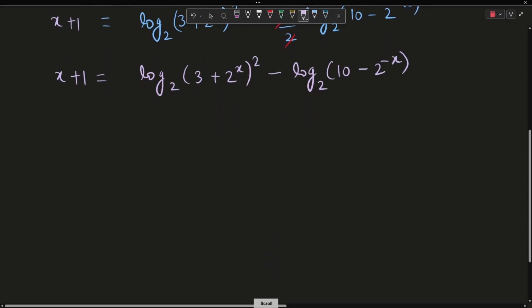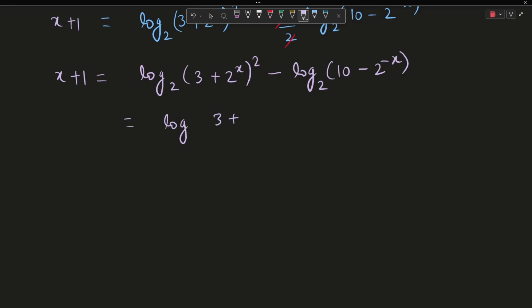We will use the property log of a minus log of b to the same base is equal to log of a by b. So I can write log of 3 plus 2 to the power x whole square divided by 10 minus 2 to the power minus x to the base 2 is equal to x plus 1. Now as there is no inequality here, it is a simple equation, so there is no tension of changing the sign of inequality. If you know, you know. Okay, so let's proceed. I can just shift the base to the left hand side.